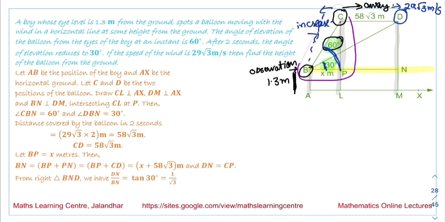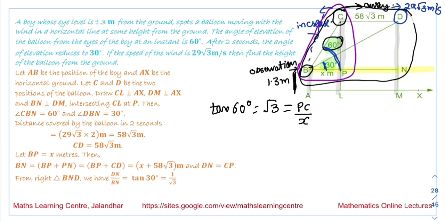One is this triangle BPC. In this triangle, tan of 60 degrees, the angle over here being 60 degrees, is equal to root 3, which is equal to PC over X. When we look at this larger triangle BDN, we have tan of 30 degrees, that is equal to 1 by root 3, which is equal to DN over BN.